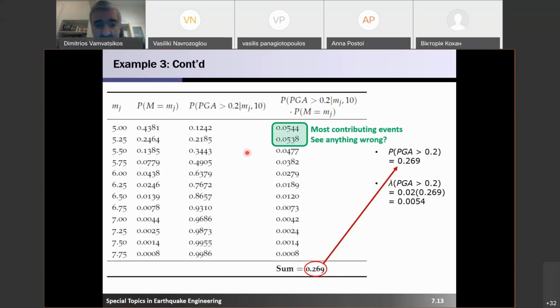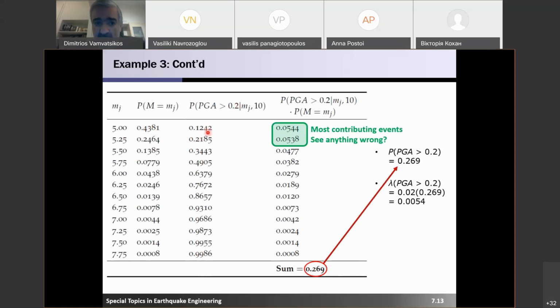Again, it's important. Don't look at this one. This is how often the event happens. This is how often, given the event happens, you exceed the number. Obviously, the larger events are much easier to exceed 0.2g. The smaller events are less likely to exceed 0.2g.